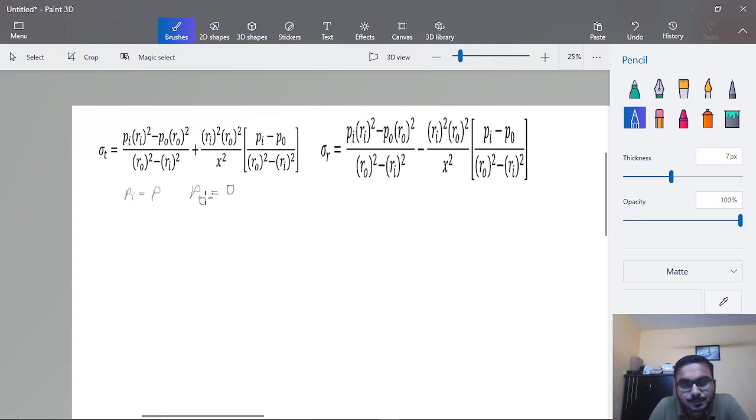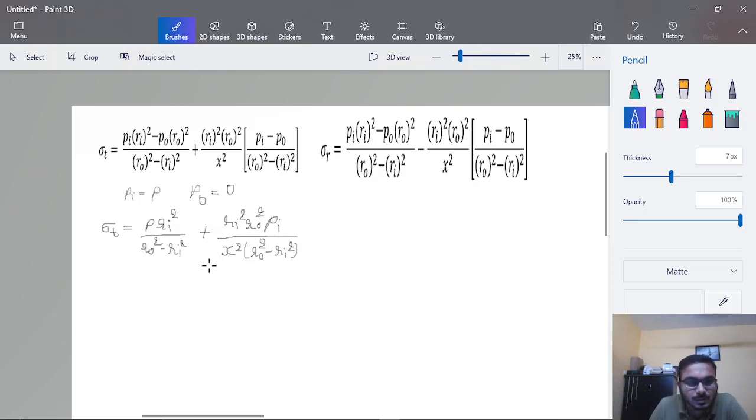So here sigma T is equal to P Ri square divided by Ro square minus Ri square, plus Ri square Ro square Pi, because Po is already 0, divided by x square into Ro square minus Ri square.